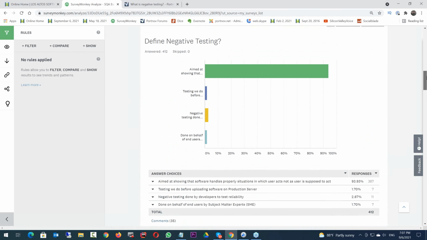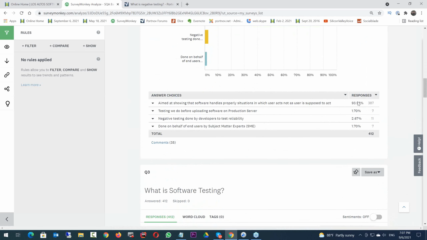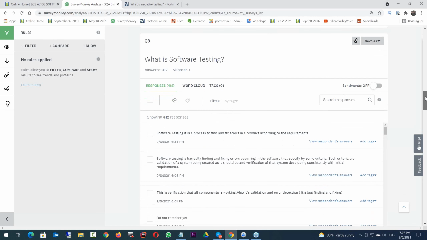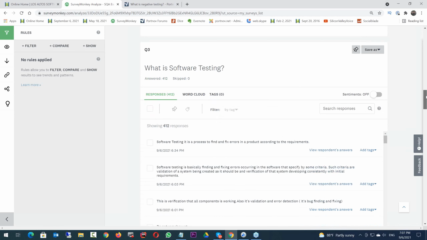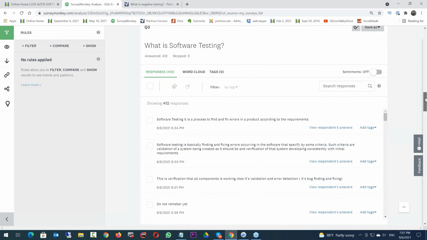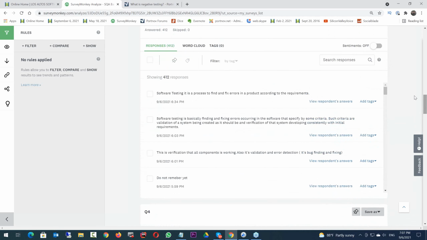So you did nicely on that negative testing. You did it very nicely. 94%, very good. What is software testing? Okay, and we've got answers here. Many answers. Look at that. So remember, guys, when I look at your answers, I just want one thing. It doesn't come out of a copy-paste kind of situation.